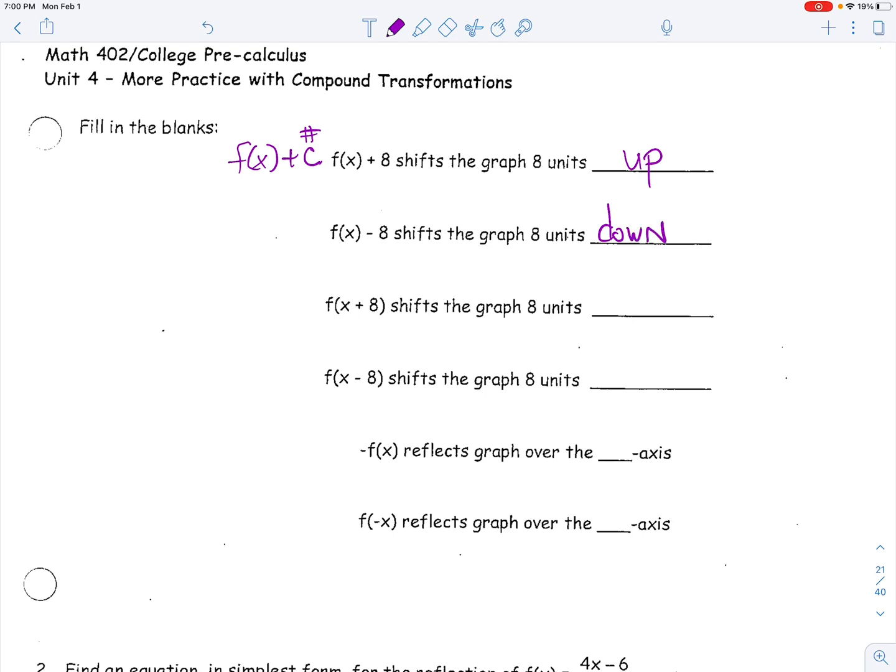f of x minus 8 here, right? Another vertical shift. Number is not in with the x. That's 8 units downward. f of x plus 8 now. The 8 is in with the x. Right? The 8 is in with the x. That's a horizontal shift. Sign does not dictate the direction. You would think positive is to the right. No, it's the other way. It's to the left.